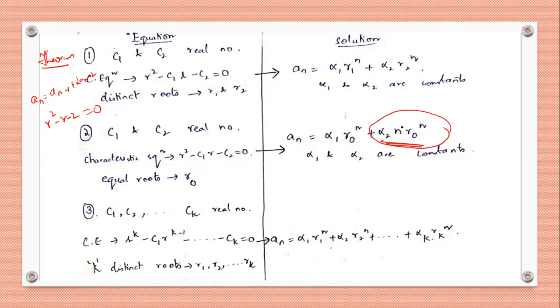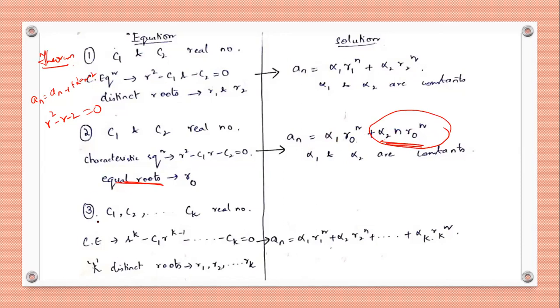What is the difference over here? We are multiplying the second term with n. This is in the case of equal roots. So let's again summarize. If we have distinct roots, our solution will be alpha 1 into r1 power n plus alpha 2 into r2 power n, the simplest solution. If we have equal roots, we have to remember that a_n is equal to alpha 1 r naught power n, plus alpha 2 should be multiplied with n and then again the root to the power n.